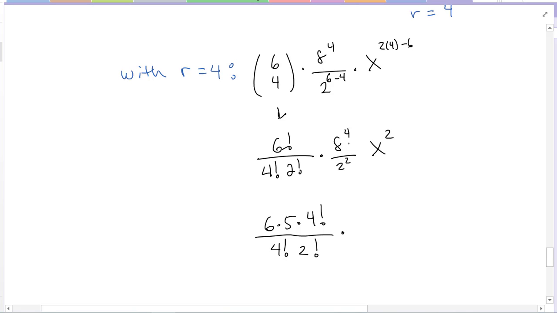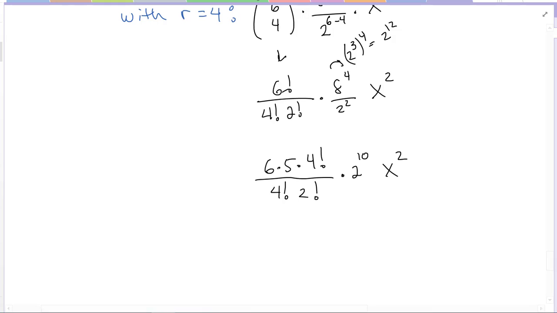8 to the 4th divided by 2 squared. So this becomes, if you think about what we said, that 8 is 2 cubed, so this is 2 cubed to the 4th, power to the power, so this is 2 to the 12th. So 2 to the 12th divided by 2 squared, subtract the exponents, you get 2 to the 10th. And simplify. So the 4 factorials cancel out. 2 factorial is just 2. So we have 6 times 5, which is 30, divided by 2. So 30 divided by 2 times 2 to the 10th, x squared.